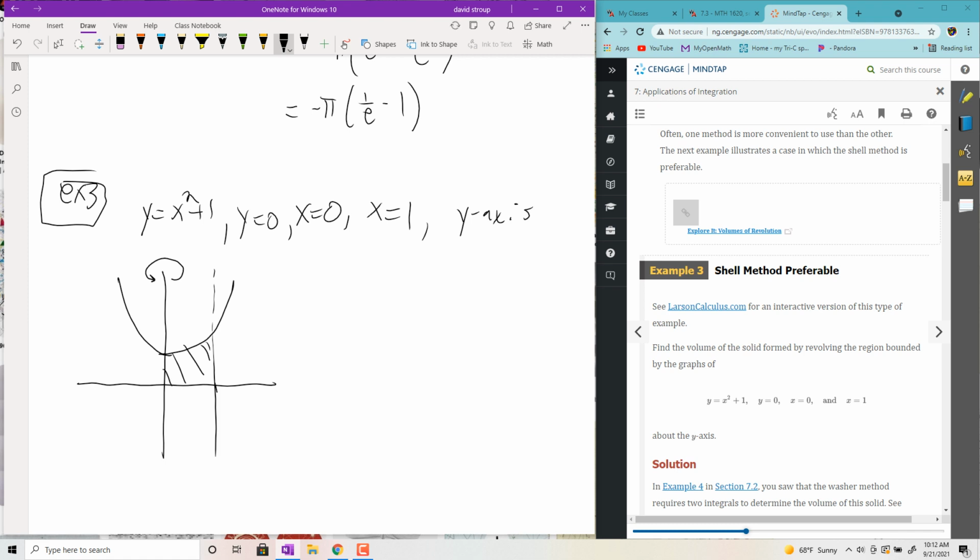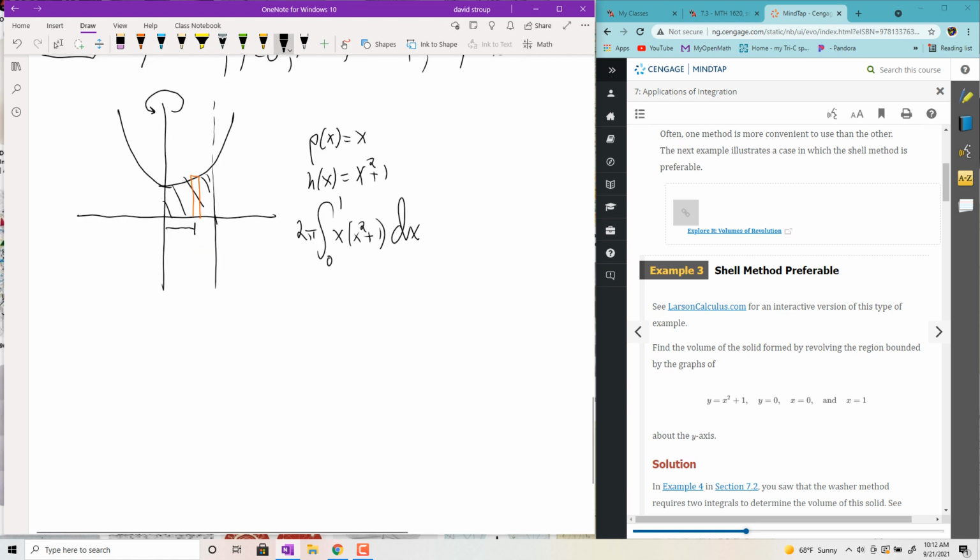If you do the shell method, your rectangle is going to be like this. Shells are parallel, and that should be pretty simple. Your radius function is just the distance to the particular shell, so in this case, it's just x. The height function is pretty simple as well. It's x squared plus 1. So your integral is going to be from 0 to 1, 2 pi x times x squared plus 1 dx. Pretty simple.